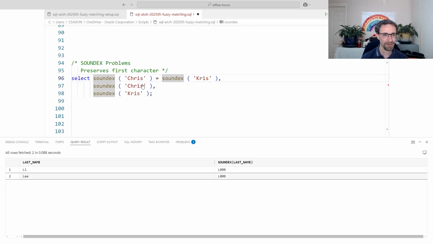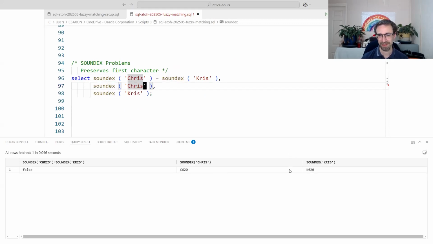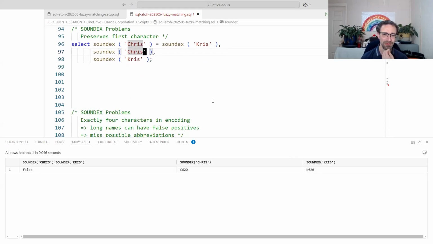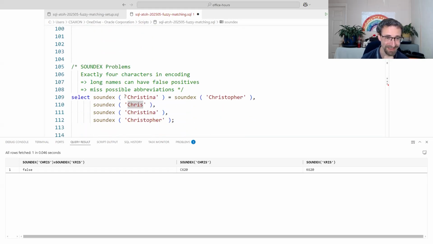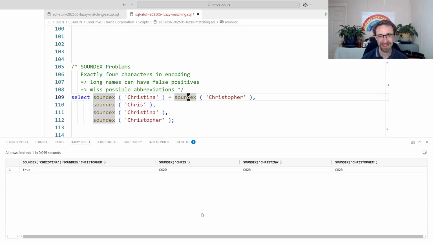So this is already a problem here. But there's also another problem when it comes to names that are like Kris, right? Let's look at Christina and Christopher, okay? Now, I would certainly consider these different names. Christina is generally a feminine name, and Christopher is generally a male name, so already they're quite different. What does SOUNDEX think? Well, SOUNDEX thinks they are in fact the same.